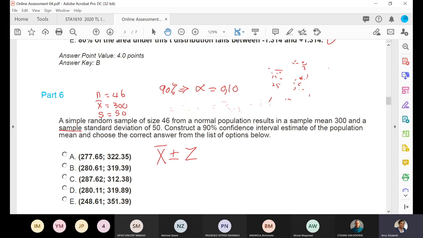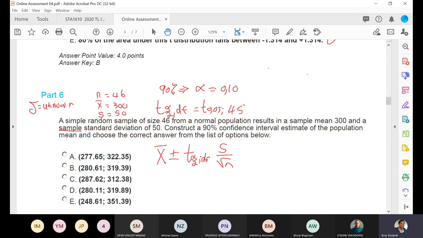You need to look at the sample standard deviation. If the population standard deviation is unknown, we use a t-test. We don't use a z. We use t of alpha divided by 2 and the degrees of freedom. Our alpha still stays t of 0.05, and our n is 46, so the degrees of freedom will be 45. You need to go find your critical value on the t table, using alpha divided by 2 and the degrees of freedom, with s divided by the square root of n.